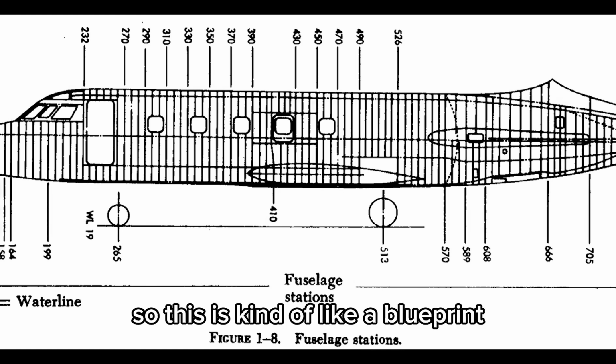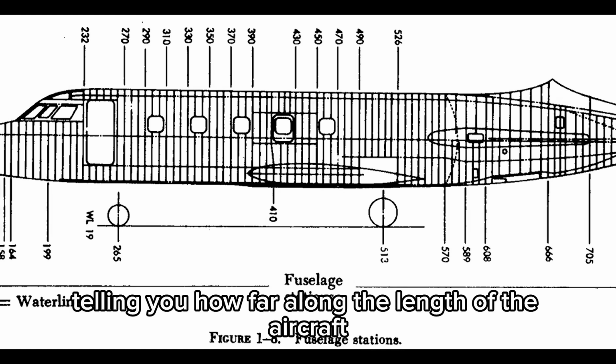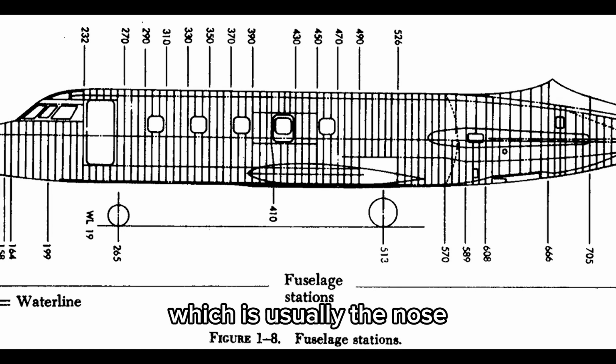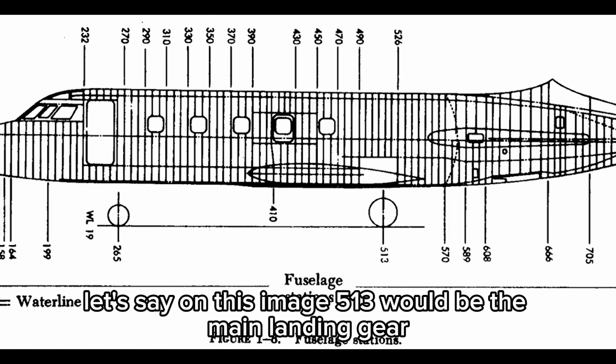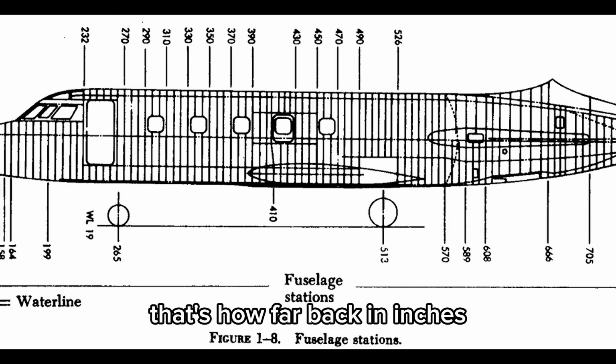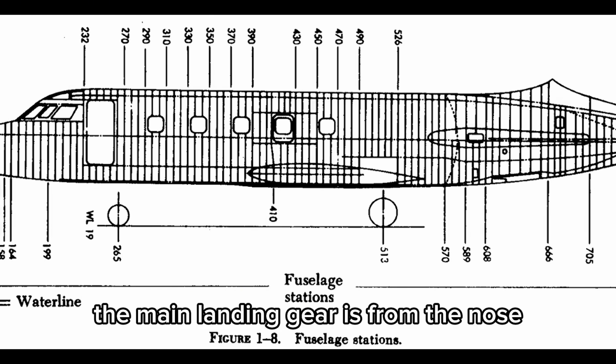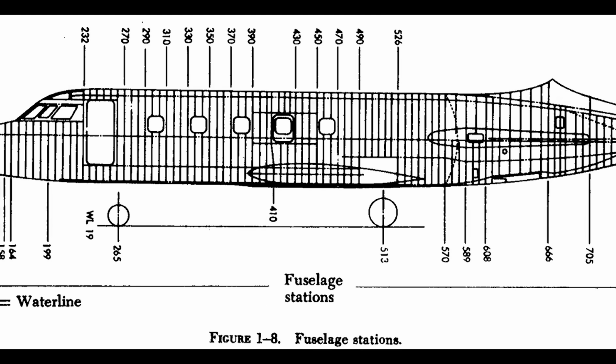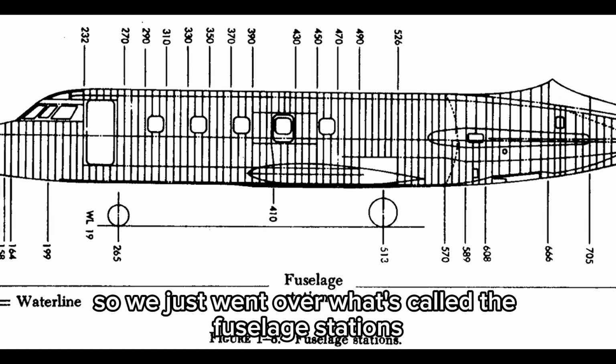This is kind of like a blueprint telling you how far along the length of an aircraft a certain thing is. So station zero would be the datum, which is usually the nose, and station, for example, let's say on this image, 513 would be the main landing gear. That's how far back in inches the main landing gear is from the nose or the datum of the aircraft. Okay, it's pretty simple. So we just went over what's called fuselage stations.